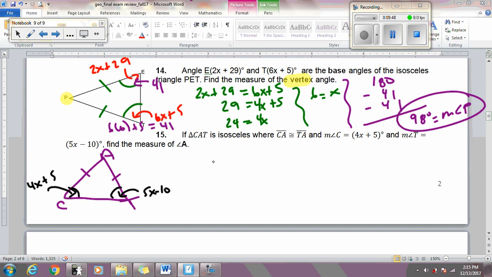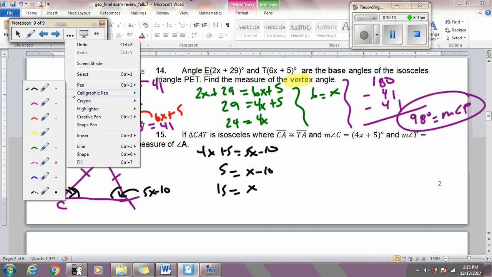So again, the process is very similar. We're finding the measure of angle A this time. Again, the vertex. So set them equal to each other. 4x plus 5 equals 5x minus 10. Subtract 4x, you would get 5 equals x minus 10. Add 10, you would get 15 is equal to x. And now substitute x back into the base angles.